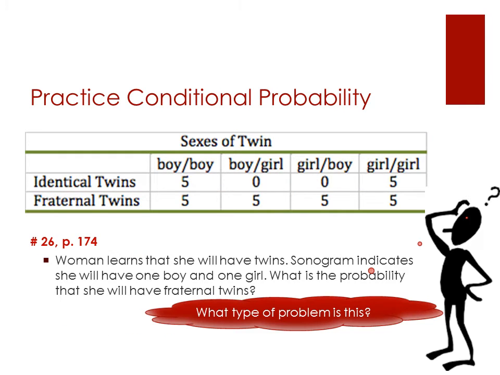All right, now we're going to be looking at a different component of this problem. So now we're looking at when a woman learns that she's going to have twins. The sonogram indicates that she's going to have one boy and one girl. So now we have this component added to it. And what is the probability that she's going to have fraternal twins?